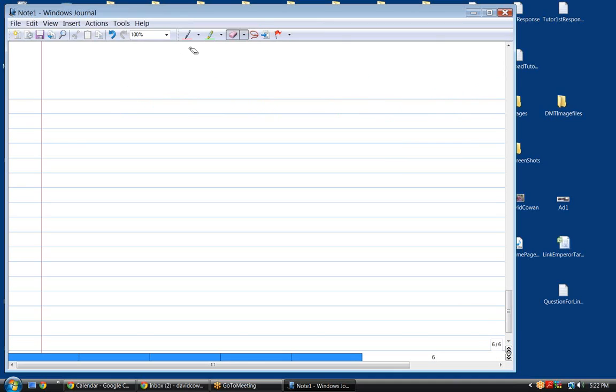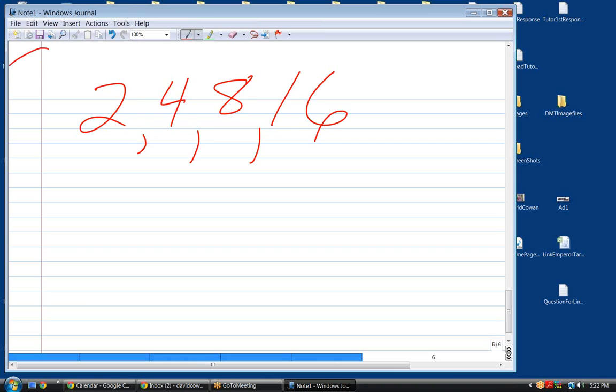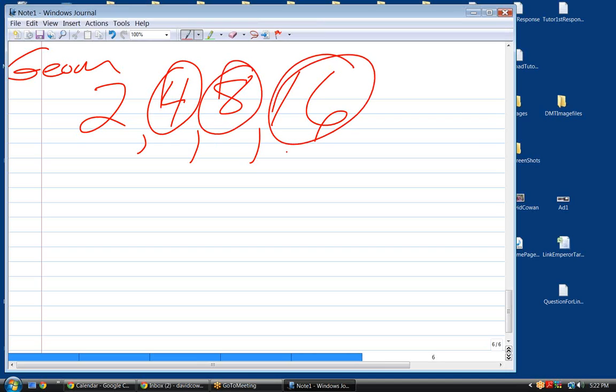A geometric sequence, just a little bit of a header, means that every term is a multiple of the previous term. Notice that that is not an arithmetic sequence, right? But it is a geometric sequence. Why? Because that's 2 times the previous term. That's 2 times 4, and that's 2 times 8.